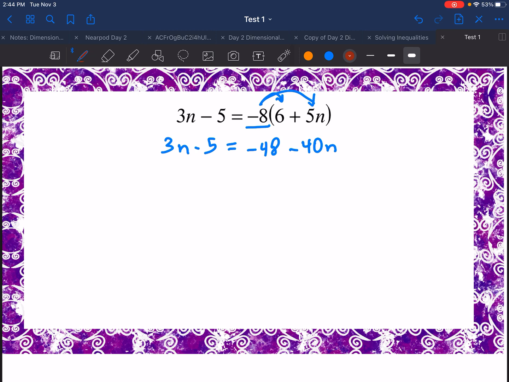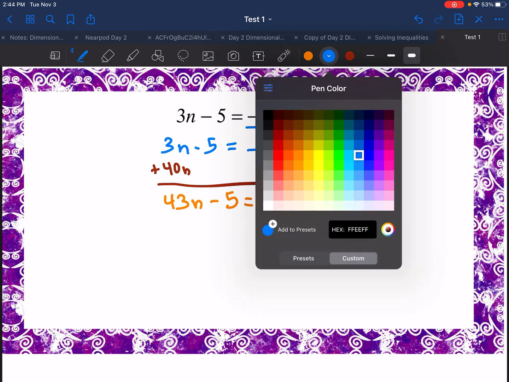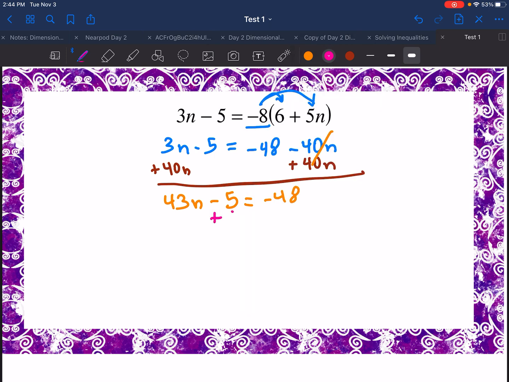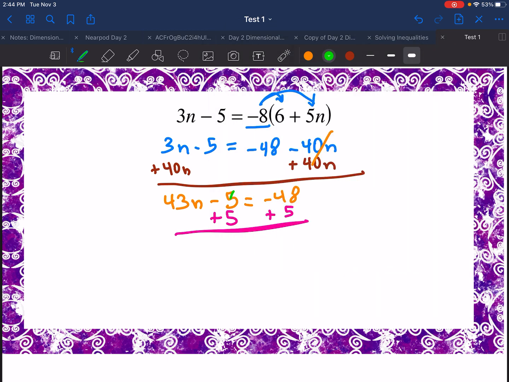I can start anywhere to get my variable terms together. Well, let's start by adding 40n on both sides. That's going to cancel. 3n plus 40n, well, that's 43n. Bring down negative 5 equals negative 48. The opposite of negative 5 is positive 5. Both sides. All right, those cancel.